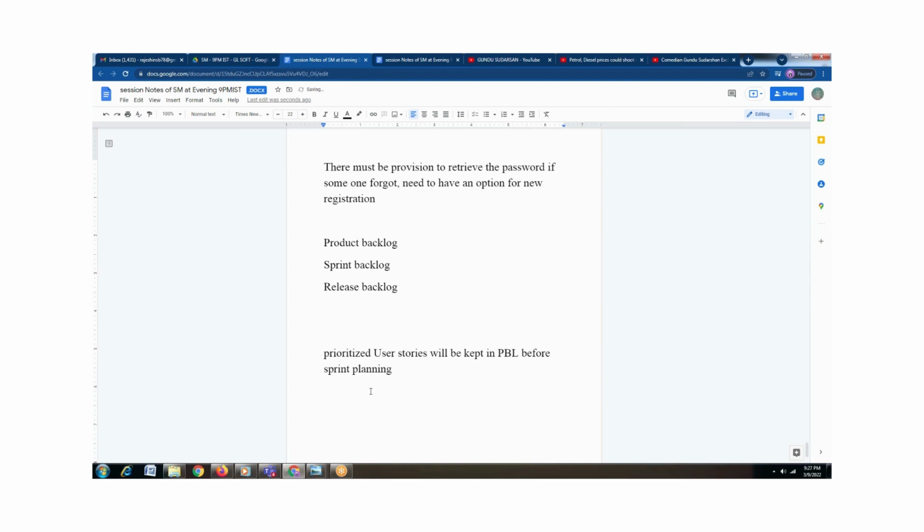First of all, we must know what a sprint is, why sprint, and why sprint planning is required. We have to get answers to these questions first before we discuss sprint planning, right?